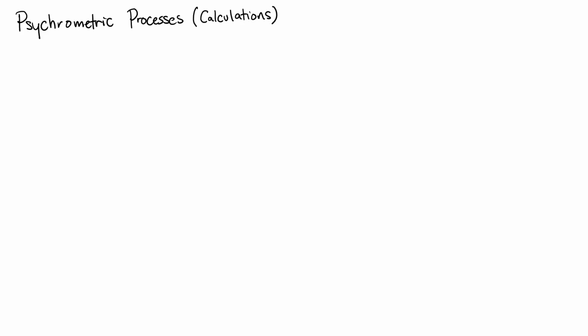Hey guys, this video is continuing on with our psychrometric processes. We explored the psychrometric chart and what all of the different variables on it were in a different video. In this video I am going to look at what doing a psychrometric process calculation looks like, and I'm going to look specifically at the one that we're going to be using for our lab, which is evaporative cooling.